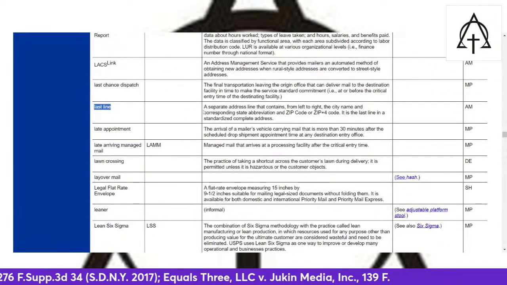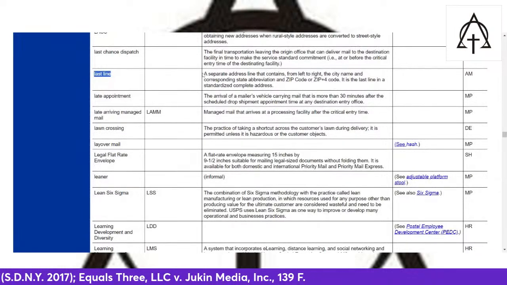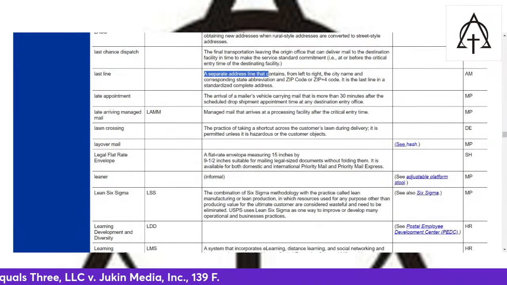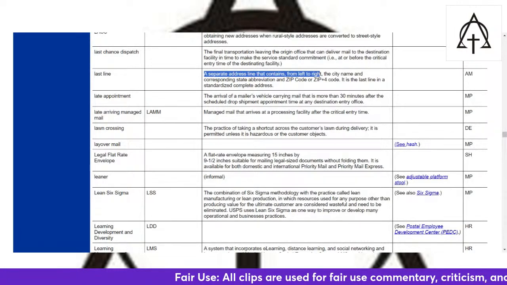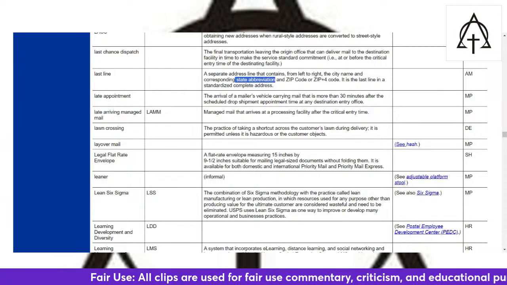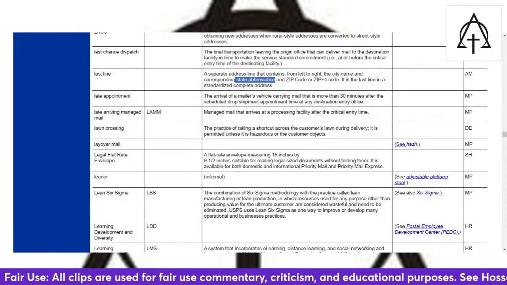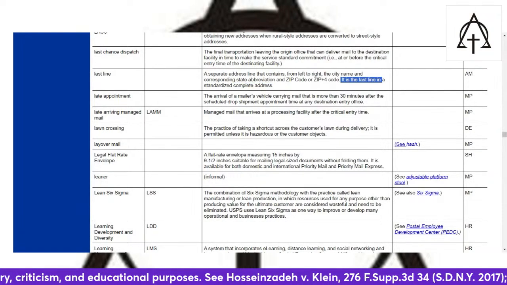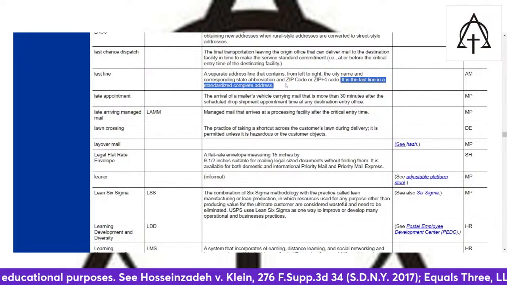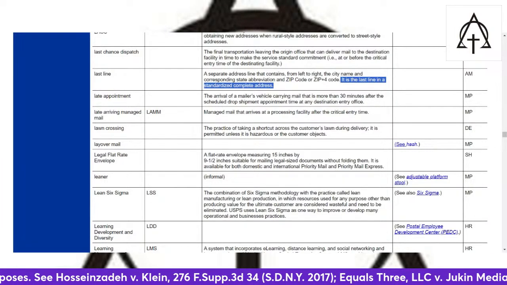Last line. A separate address line that contains, from left to right, the city name and corresponding state abbreviation and zip code, or zip +4. It is the last line in a standardized complete address.